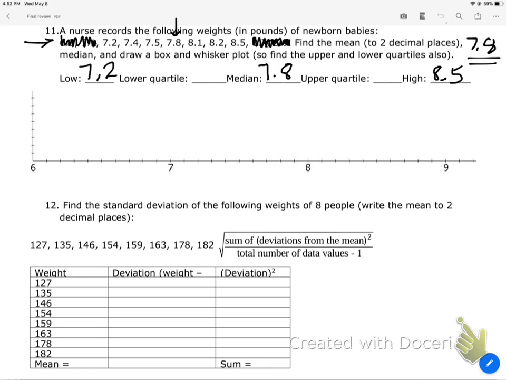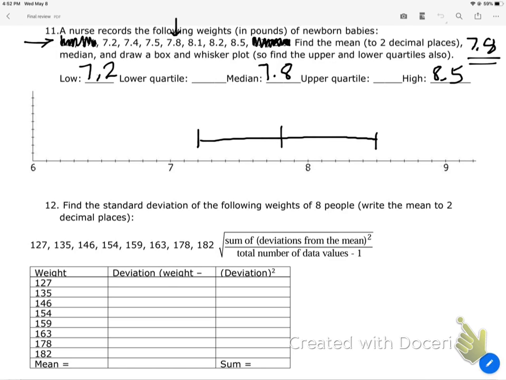So I'm going to put these on right now, okay? Make it easy. 7.2 is the lower number, so about there. 8.5 is the high number, so about there. And I'll draw that line in between, okay? I'm going to put the median on. There it is. There's the median at 7.8, okay?